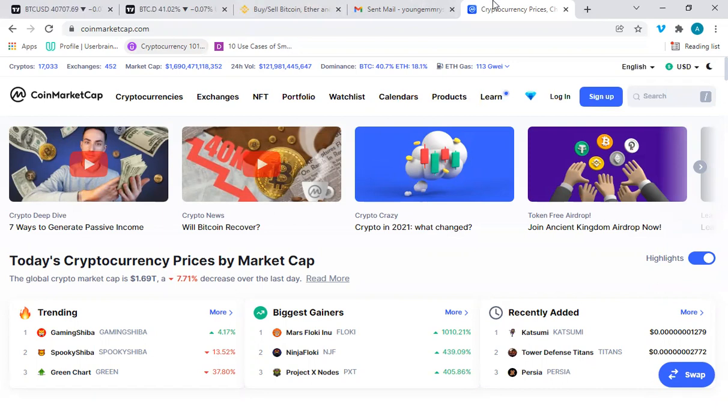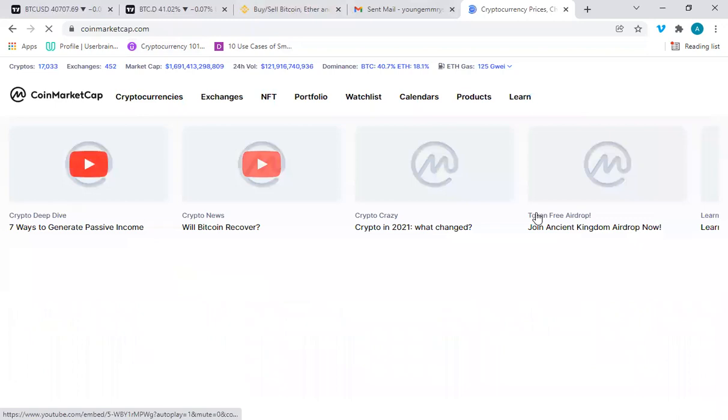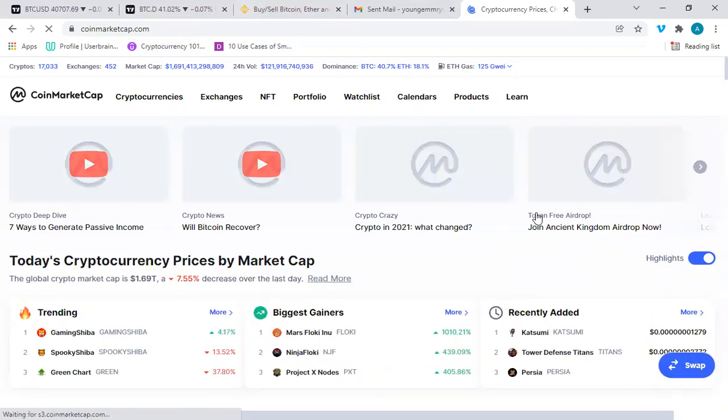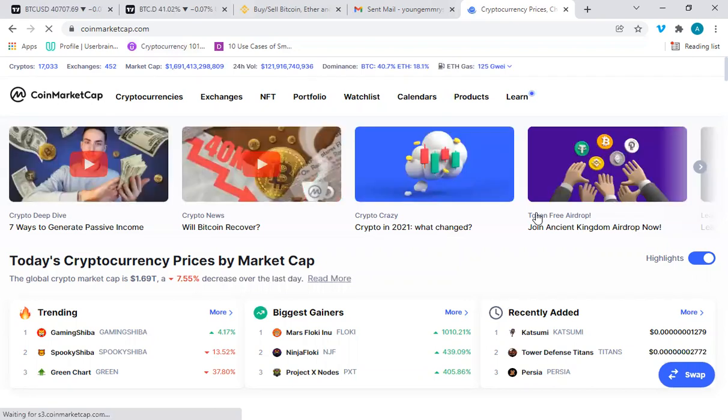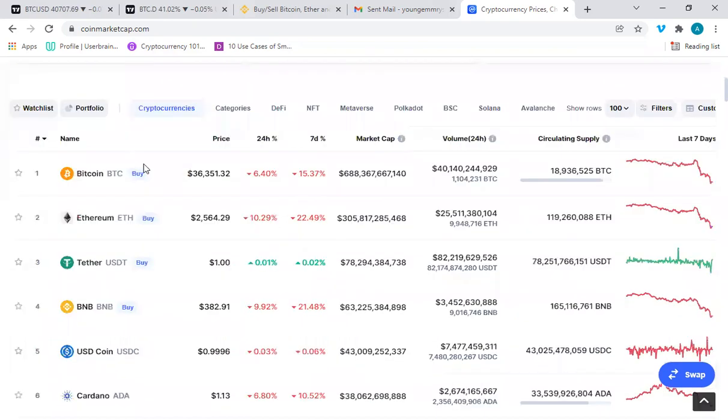Now, I want to show you something. If you are doing fundamental analysis, it is majorly for the fact that you want to know if the value is undervalued or overvalued. You can see Bitcoin now, it is at 36,398.